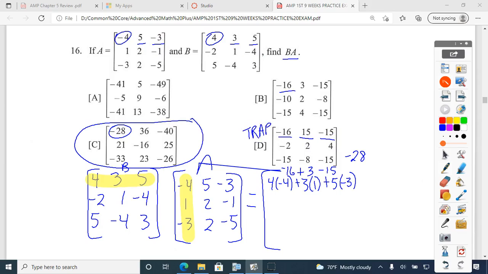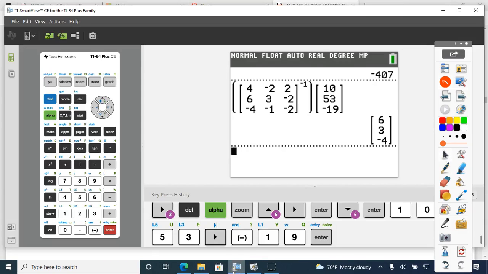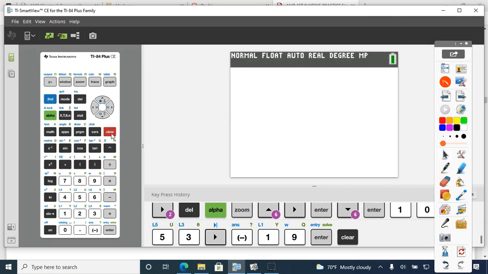So I just did the first one and was able to get the answer. Again, that's doing it without the calculator. You can do it with the calculator, so let me show you that way as well. We're just going to plug in those matrices just like they were in the problem. You don't have to put times or anything. You basically just plug them in, but make sure you do B first, then times A.